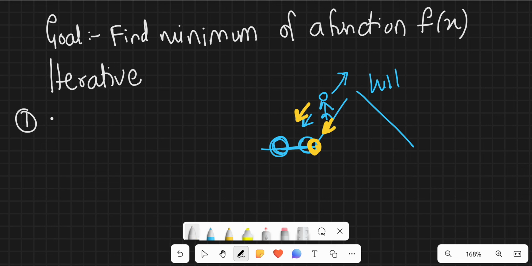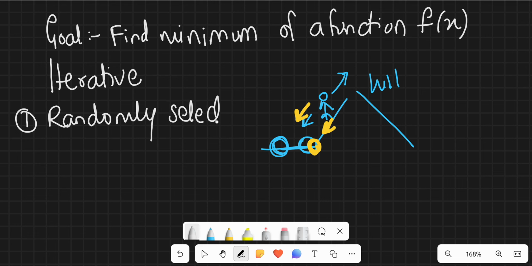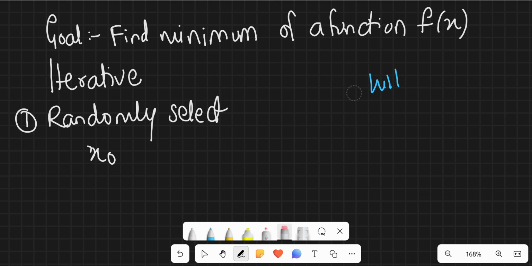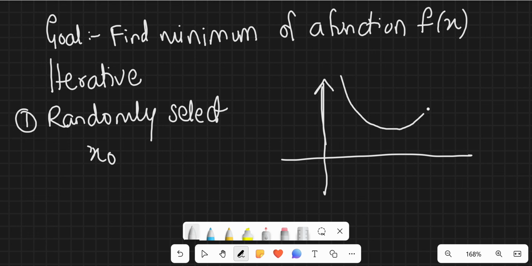The first step we do is we randomly select x0. So x0 is my initial point. Let us say my graph was like this, a convex graph. First I will select a random point. Let us say I selected this point and I will name this x0. This is the first step.